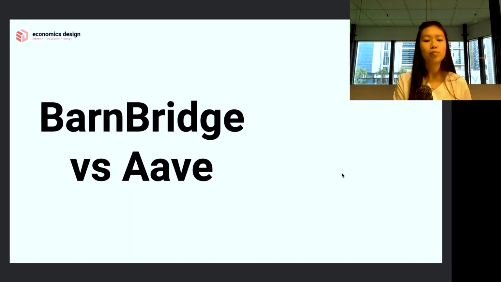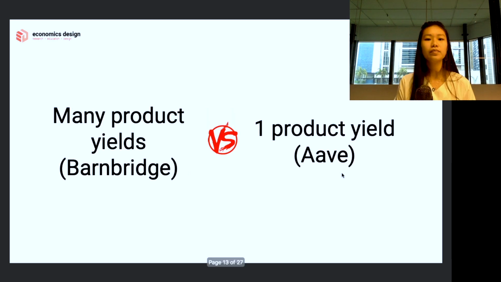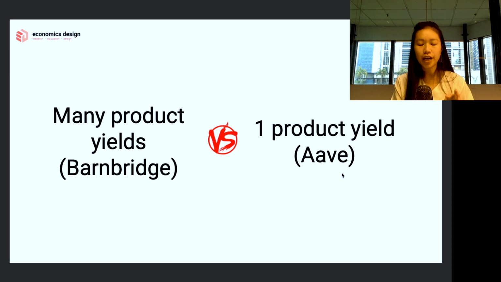Now, what about BarnBridge versus AAVE? As you know, AAVE is a lending protocol. So AAVE is more like a one product yield versus BarnBridge, which is many product yields. What do I mean? With AAVE, if I have 100 DAI, I can put my 100 DAI into the AAVE protocol. I will be getting aDAI, and I will be earning interest rates via their system, right? So I have 100 DAI, and I will get returns in DAI.